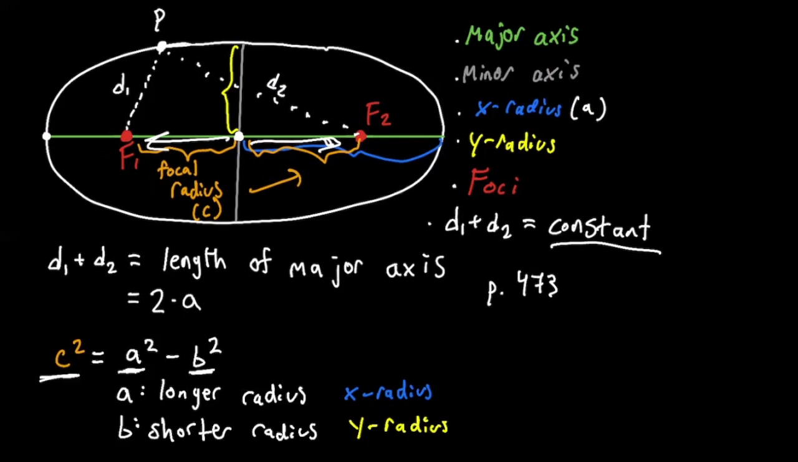Okay, so those are our final notes about the key features of ellipses. Next, we're going to take a look at what an equation of an ellipse looks like and how we can use that equation to graph our ellipse.